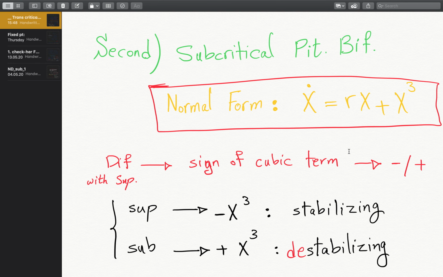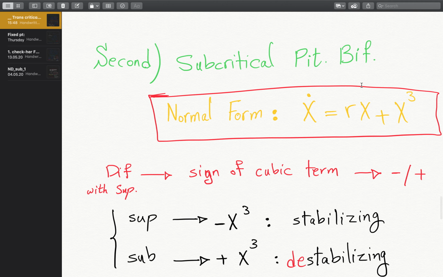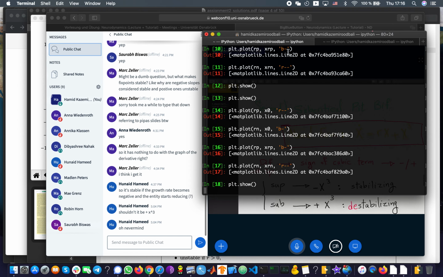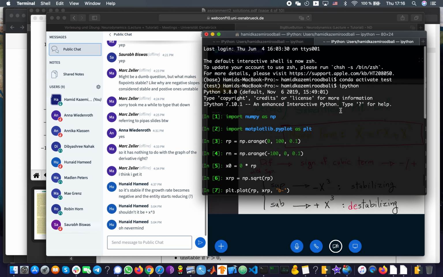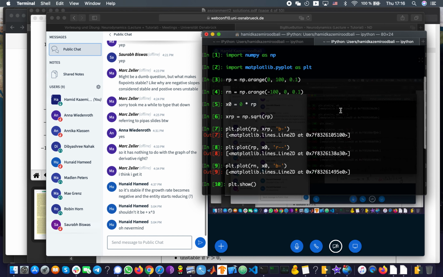So we want to talk about subcritical pitchfork bifurcation. As mentioned, this time the sign is positive, and in the normal form we have x dot equal to rx plus. Wait, actually, before that, this one is also cool. If you have the idea of how to draw these things, it helps, right?